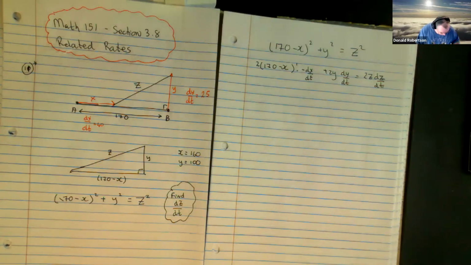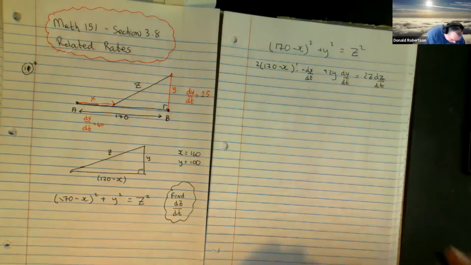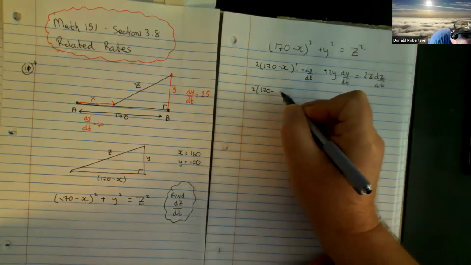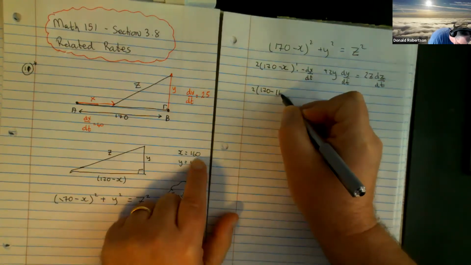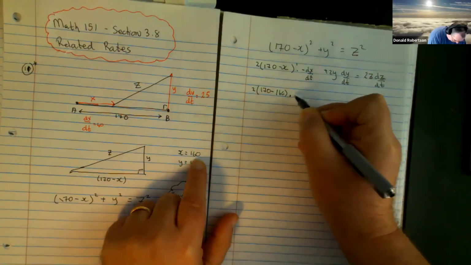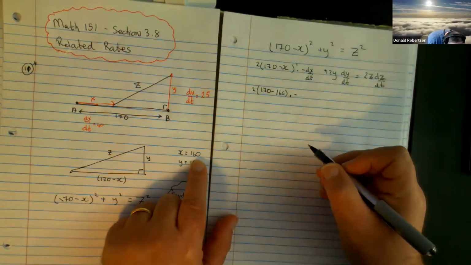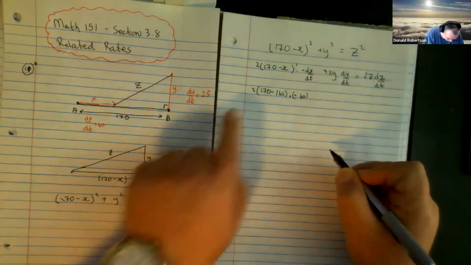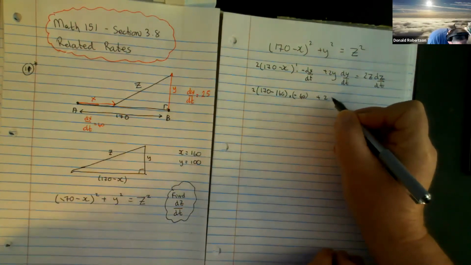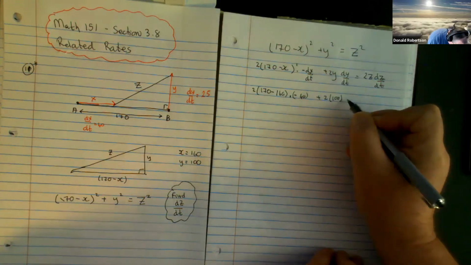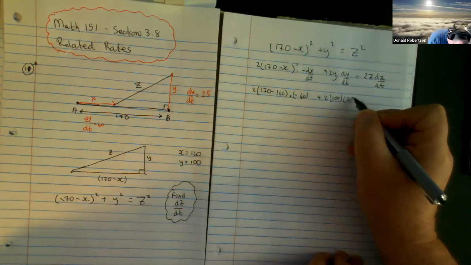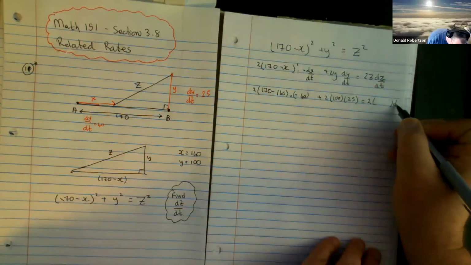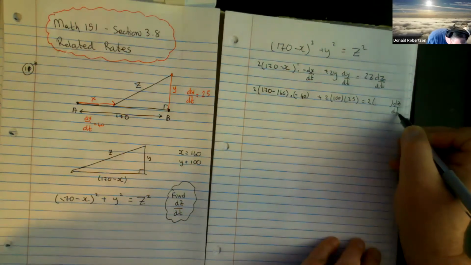Now, what you typically do next is plug in all the numbers. So I've got 2 times 170, take away x, which is worth 160, multiplied by negative dx by dt, which is 40. So that's all that stuff, plus 2y, which is 100, times dy by dt, which is 25. And that's going to equal 2 times, oh, we don't know z, but we need to know it, times that.